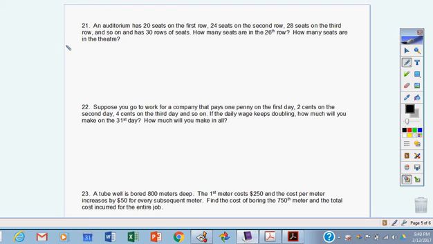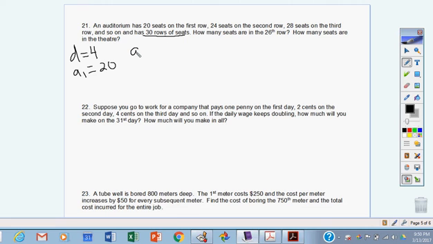These applications. An auditorium has 20 seats on the first row, 24 in the second. It doesn't take long for you to understand that there is a d value of 4 for this problem. The first term is 20. Now let's just make sure we're answering the questions appropriately. It has 30 rows of seats. That's important information. How many seats are in the 26th row?